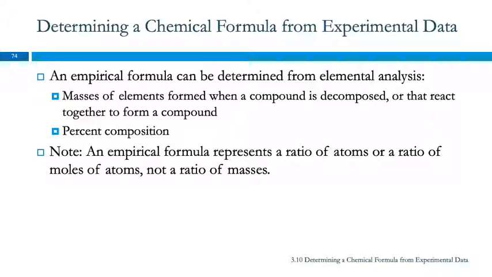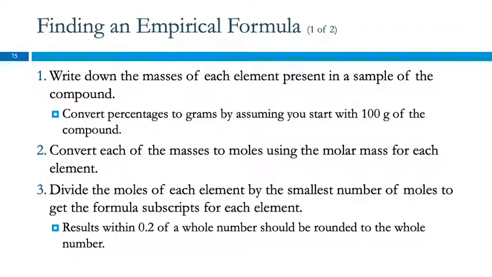So it's important to remember that the empirical formula is a ratio of atoms. It's not masses. And so we have to get to particles in here. So here are the steps for finding an empirical formula. You start with the masses of each element. Sometimes you're just given it. They give you this mass and that mass, great. Sometimes they give you percentages.